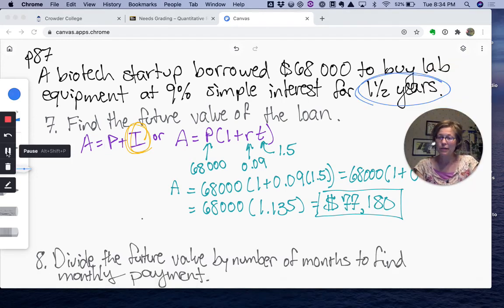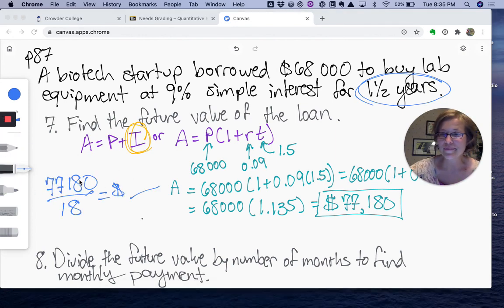Number 8 wants us to build on that answer. We want to divide the future value, that 77,180 number we've got, by the number of months to find the monthly payment. So it's 1.5 years, which is 18 months. So I'm going to take that amount that I found, total, and split it up into equal monthly payments. So by the end of the 1.5 years, they will have paid it off. So right here I've got it. My future value divided by the 18 months, that splits it up into even amounts for each of those 18 months. I'm going to let you go ahead and punch that in and come up with your answer, but that gives us the answer to number 8.